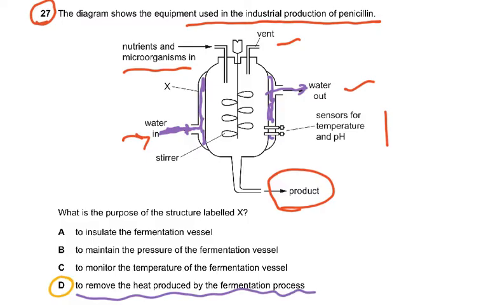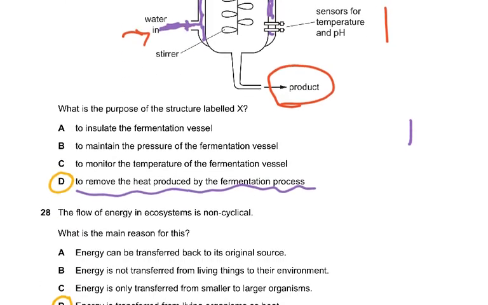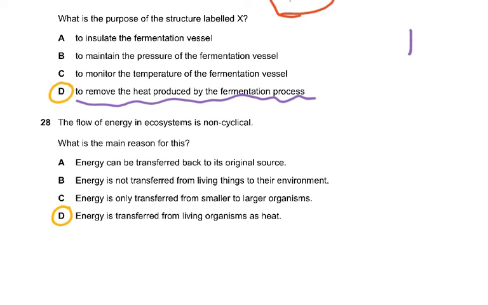Fermentation is anaerobic respiration but releases energy. So you have to understand that the release of energy is going to generate heat as well, right? Now coming to question number 28. Question number 28 says the flow of energy in ecosystems is non-cyclical.